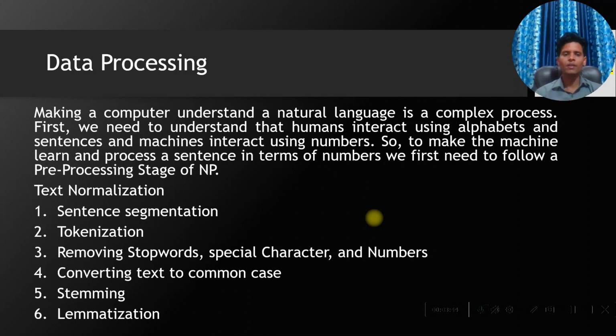So, the machine knows numbers, especially binary numbers, and we are communicating using words, alphabets, symbols, characters. So the very first thing we will do is called the pre-processing stage of NLP. And the very first is text normalization, in which we have 6 main points: sentence segmentation, tokenization, removing stop words, special characters and numbers, converting text to common case, stemming and lemmatization.